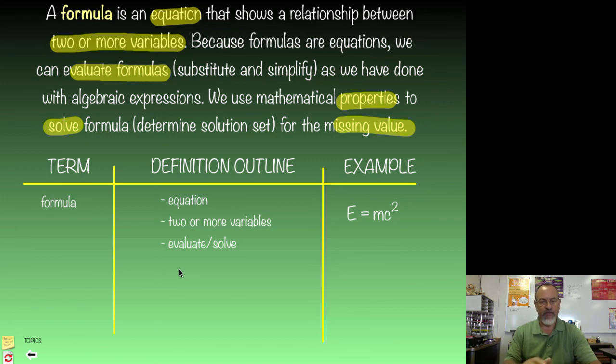So just understand this, that formulas are equations. What you know about equations, you can apply to formulas because that's all they are. In the next video, we'll take a look at some important ideas about understanding formulas, and then we'll look at evaluating some formulas and doing some examples.